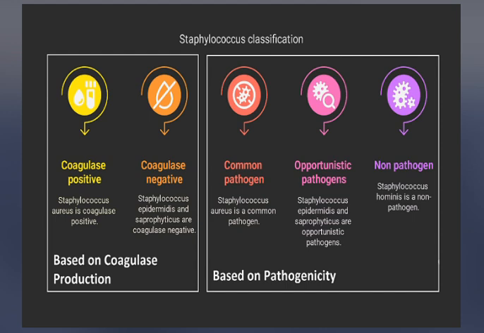Understanding Staphylococcus classification is key. Coagulase positive species like Staphylococcus aureus tend to be more pathogenic. Coagulase negative species such as Staphylococcus epidermidis and saprophyticus are often less harmful but can cause opportunistic infections. Some species aren't pathogenic at all. This classification helps us predict their behavior and guide treatment.